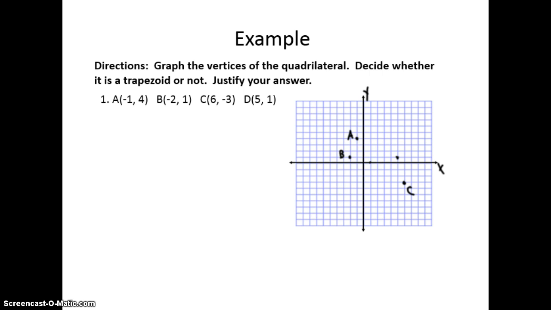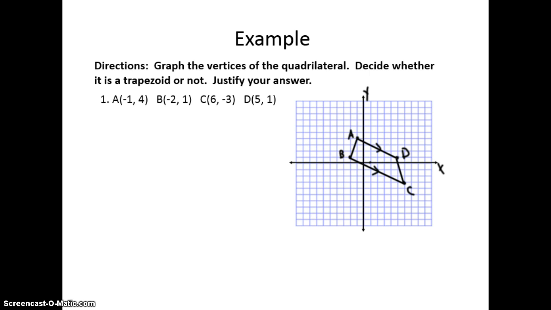So it may be helpful just to look and see what we think. So if I were to connect these dots, does it look like a trapezoid? In order to be a trapezoid, we have to have one set of parallel lines. And so it looks like AD might be parallel with BC. It's pretty obvious that AB and DC are not going to be parallel.